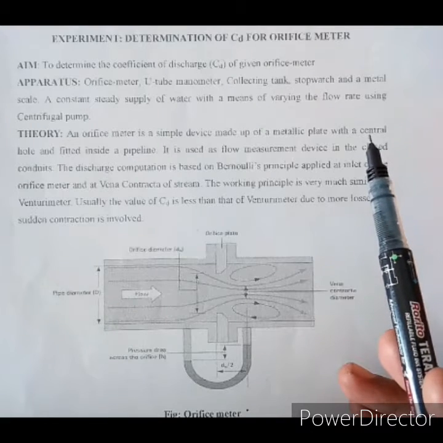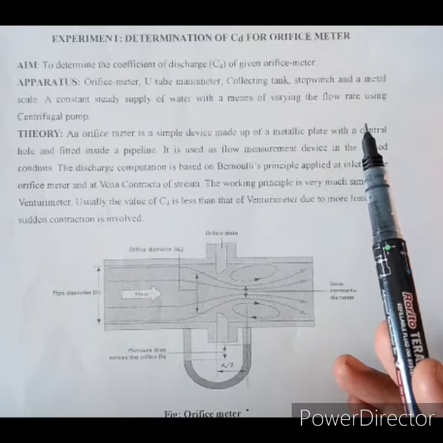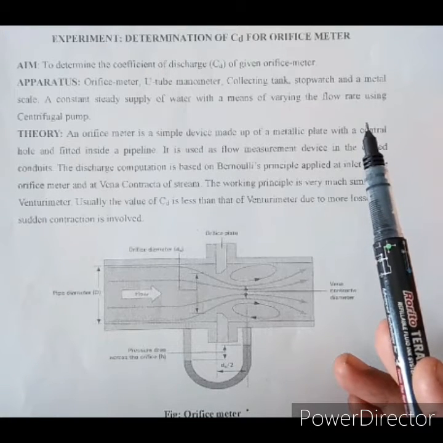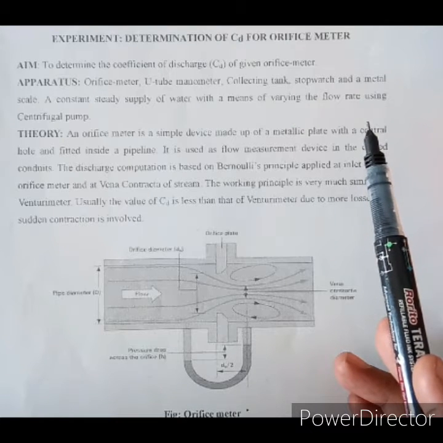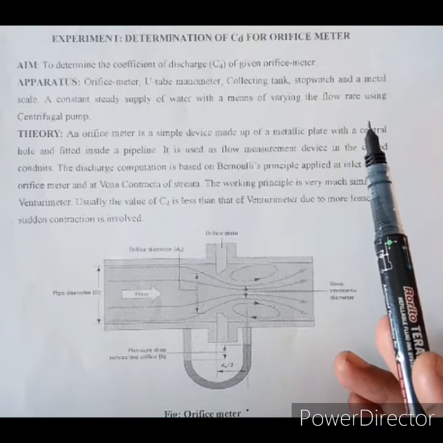Welcome viewers. Today we are going to conduct an experiment on the orifice meter. The aim of this experiment is to determine the coefficient of discharge in a given orifice meter. An orifice meter is an instrument which is used to determine the discharge through a conduit section.